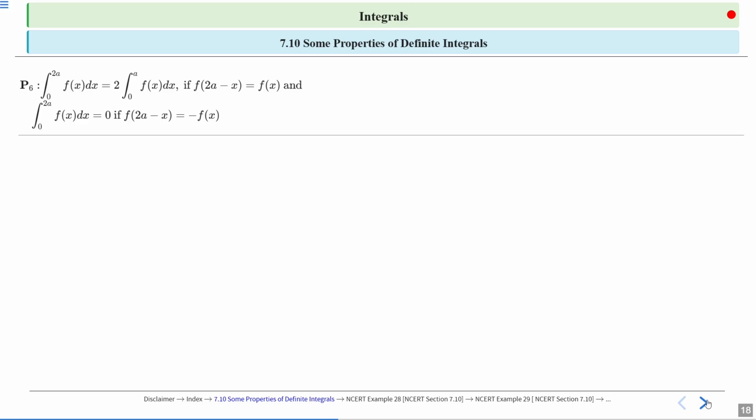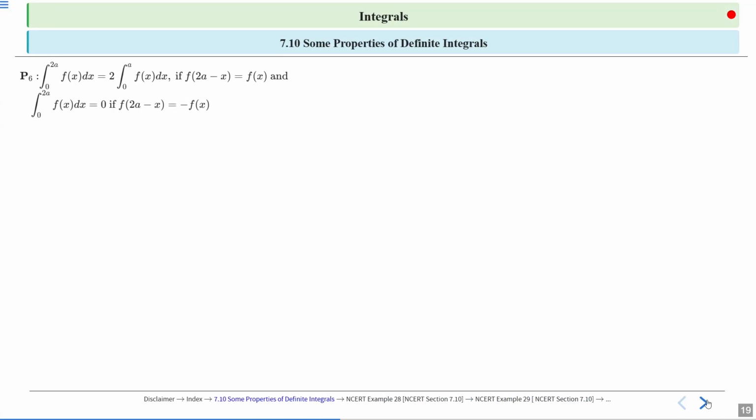Now property 6 is we can write the value of the definite integral from 0 to 2a of f(x) dx as 2 times the integral from 0 to a of f(x) dx if f(2a minus x) is f(x), and the integral from 0 to 2a of f(x) dx is 0 if f(2a minus x) is equal to minus f(x). So let's suppose there is a function, and if it satisfies the property that if we put 2a minus x in place of x we get minus f(x), then we don't need to find the value of the definite integral if the limit is 0 to 2a. We just write it as 0 by using property 6. Let's prove it.